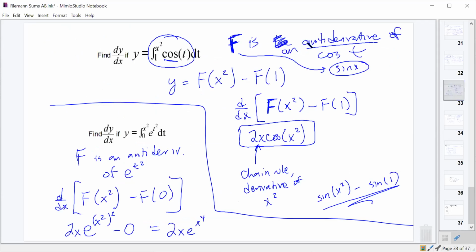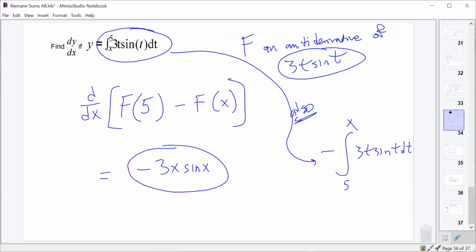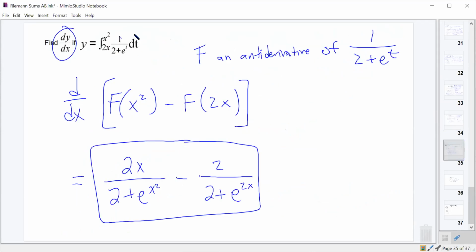So I should write "is an antiderivative of this," because every function, this is going to sound weird, but it'll make sense tomorrow a lot more. Every function, like cosine of t, there are an infinite number of antiderivatives to this. There are an infinite number of antiderivatives to 3t sine t. There are an infinite number of antiderivatives to 1 over 2 plus e to the t. As soon as we slap limits on it, that's when there's one specific value for it.